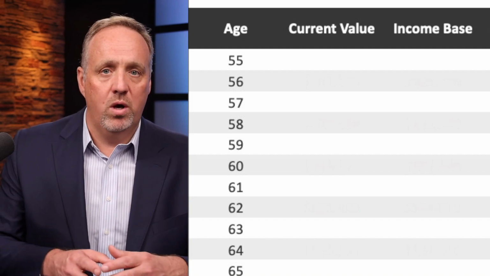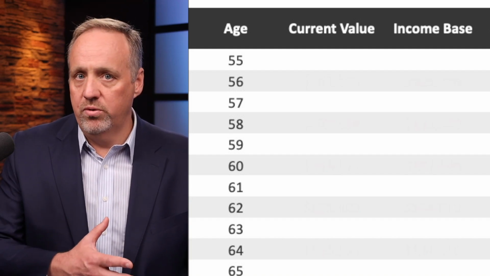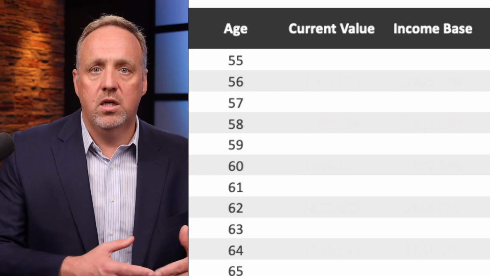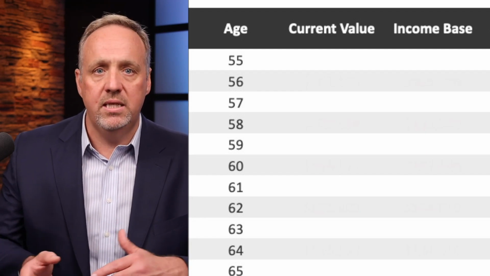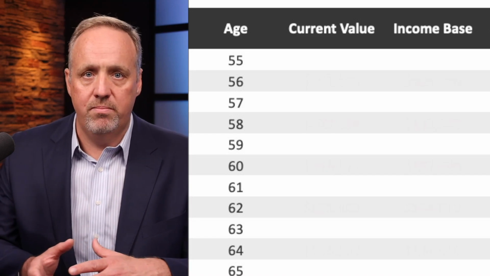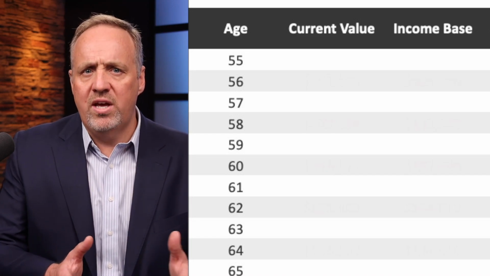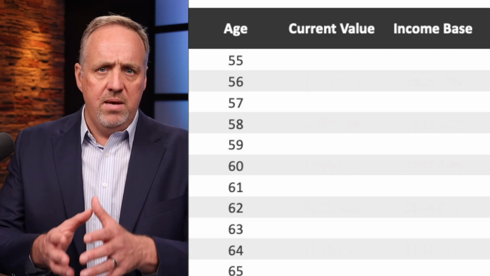Some insurance companies will have different names for these. For example, the current value may be called the contract value, and the income base may be called the guaranteed income value or the accumulation base. But whatever name they call it, they all generally work the same way.